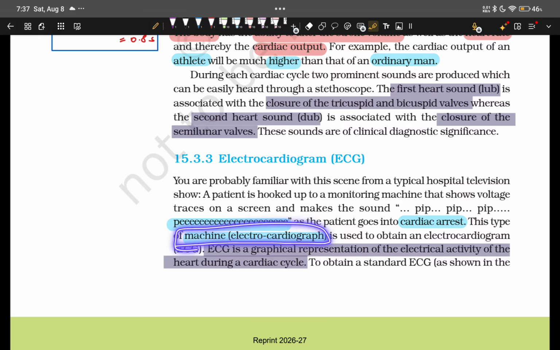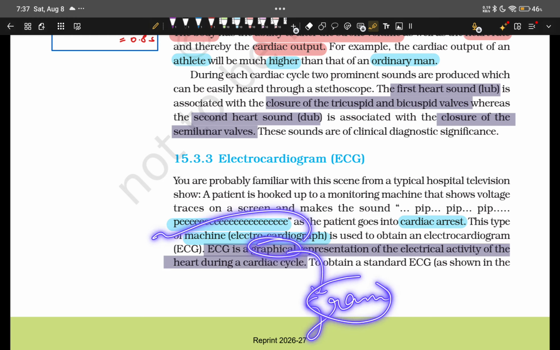The machine is called an electrocardiograph. However, the graphical representation which is there is called an electrocardiogram. So you have to remember the difference. The graphical representation is called the gram, and the machine is called the graph. And what is the representation of it? It's the representation of the electrical activity of the heart during a cycle.